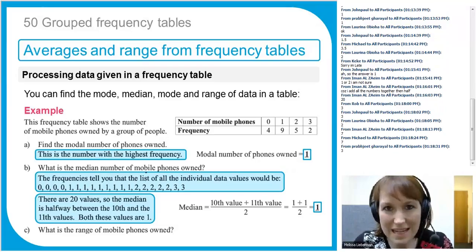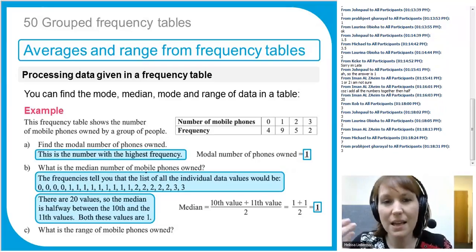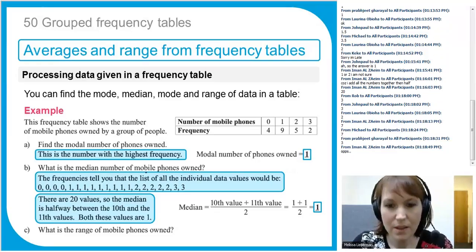It's very easy with these kinds of tables to confuse what the frequency is and what the number of items is. So just be careful with that and keep saying to yourself, what does this table show me? And then you should get it right.